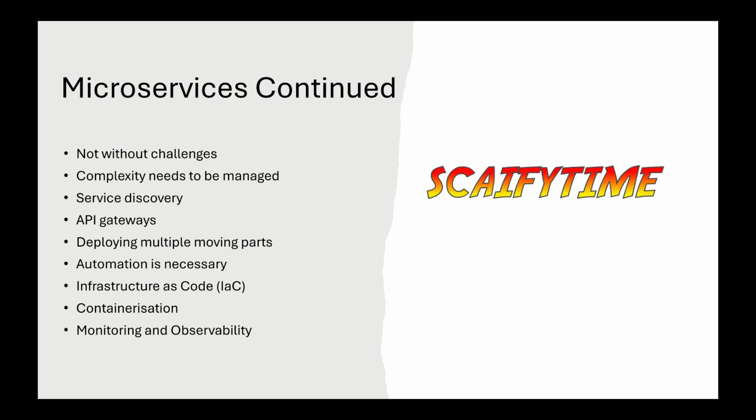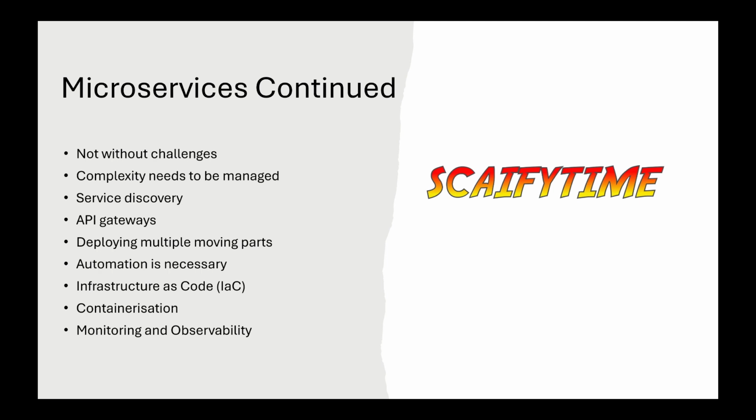Service discovery and API gateways play a huge role in making this manageable. Service discovery ensures that services can find and communicate with each other dynamically, while an API gateway centralizes requests, managing authentication, rate limiting, and security.